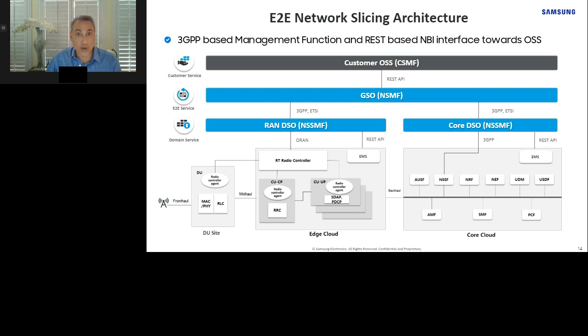So we could field orders from a CSMF sitting in the customer's OSS and go handle the orchestration part to deploy the functions which would comprise that slice. And then you can see here the DSO has a 3GPP interface into the network slice selection function, the NSSF, in the core SBA. And then the RAN can talk O-RAN down to the radio controller here. These are the core management capabilities defined by 3GPP for network slicing, and they are native to the Samsung orchestration solution.